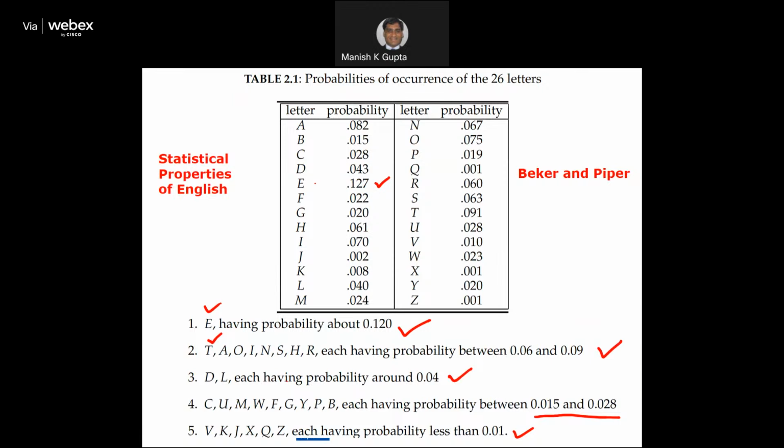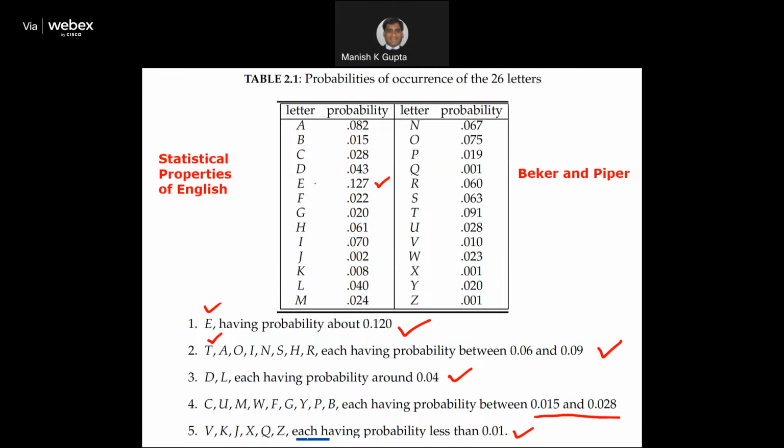Anyway, these people, Baker and Piper, actually gave this analysis of the statistical properties of English. If you observe any written text in English, this is the probability of occurrence of each letter. You can see which one is the highest probability: E, 0.127.